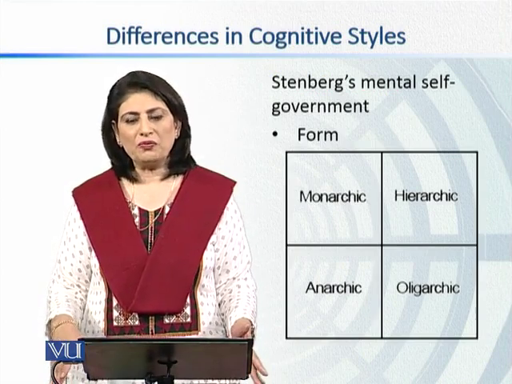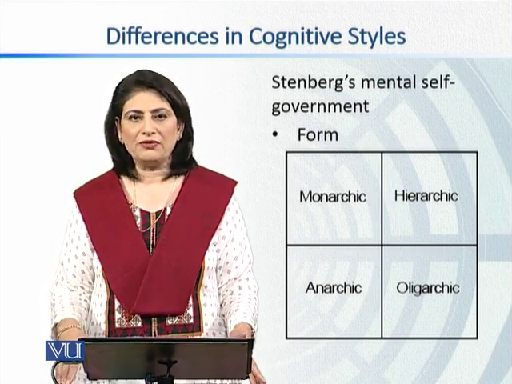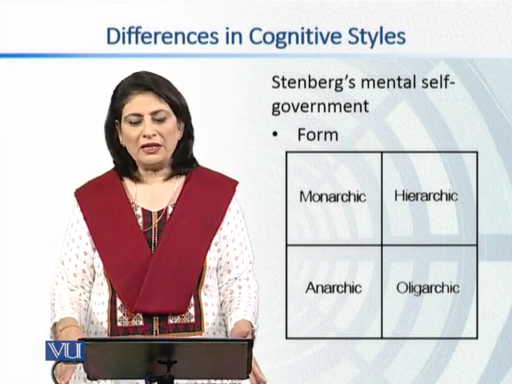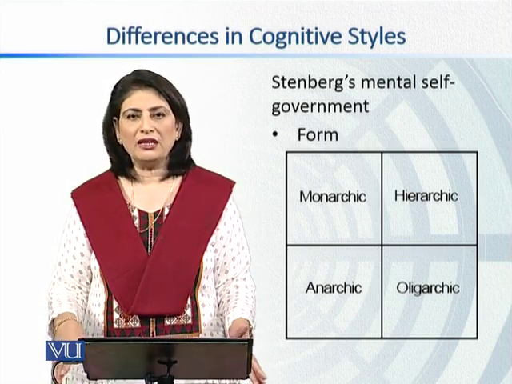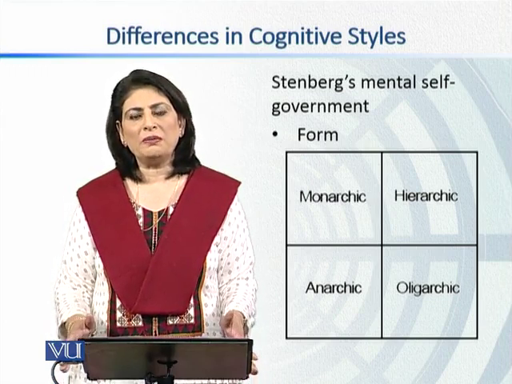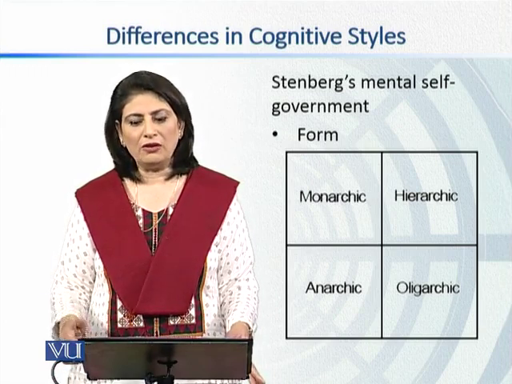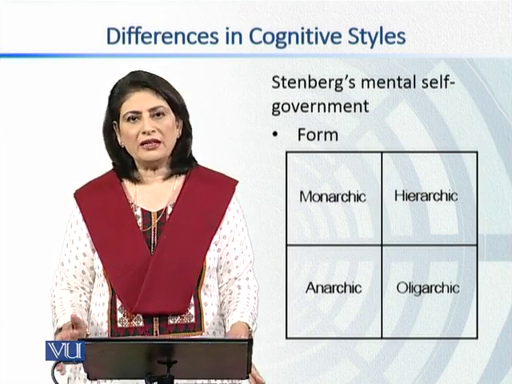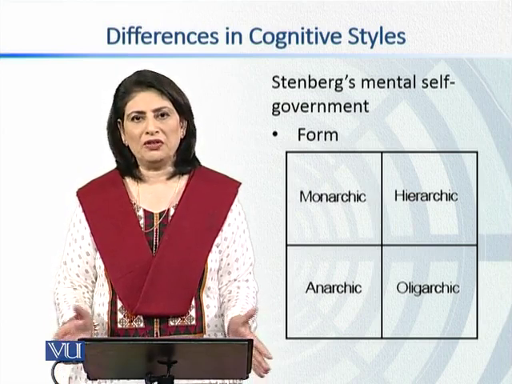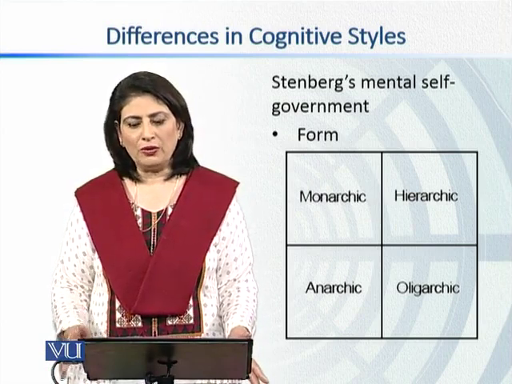And then we come to form, that is, the third part of Sternberg's mental self-government model. Some learners we find are monarchic. Monarchic learners are learners who cannot prioritize their goals. They work best if they have a single goal. Then there are hierarchic learners. They work best if there are different goals, but they can clearly prioritize their goals.